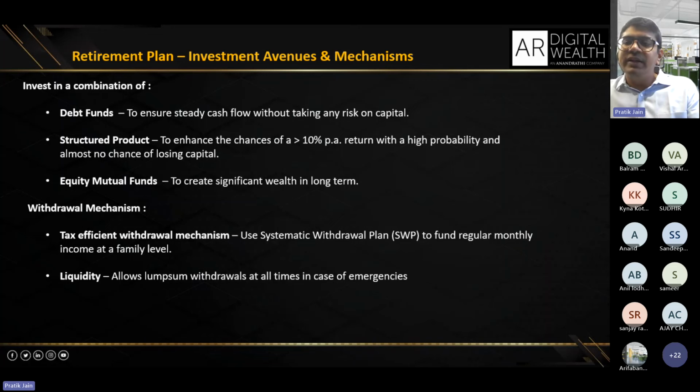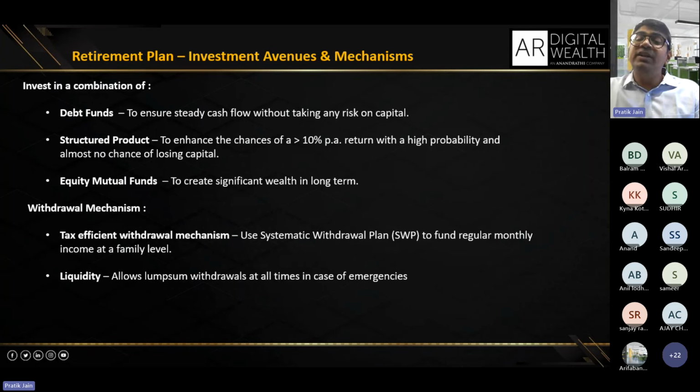So if any liquidity requirements or emergency requirements are there in between, you can remove lump sum money and manage that. So this plan basically gives you that flexibility. It will help you grow your monies at more than inflation. So you can cover the inflation part as well, right? It is tax efficient as well. And your money is also growing.